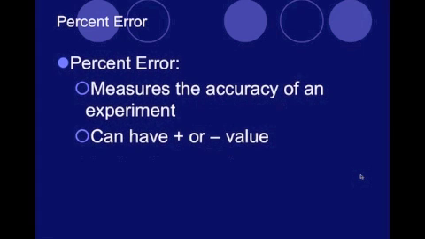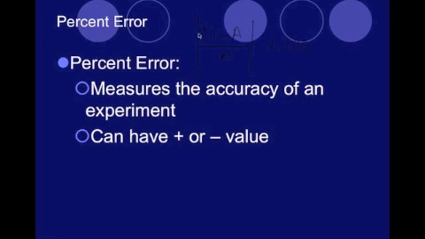Now, percent error. The equation for percent error is measured minus accepted, all over accepted, times 100. And guys, you can just do the absolute value of this to keep it positive. Now, you can either have a positive or a negative number if you don't use the absolute value. Either way, it's okay. You'll get the same number.